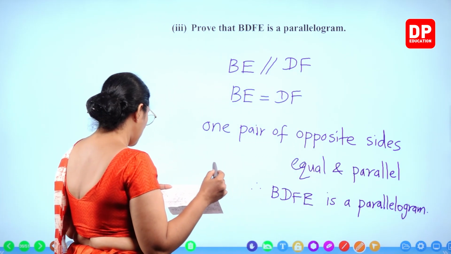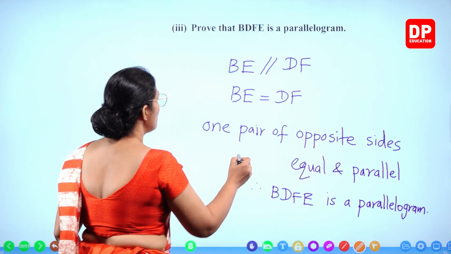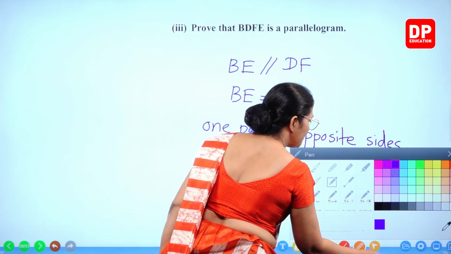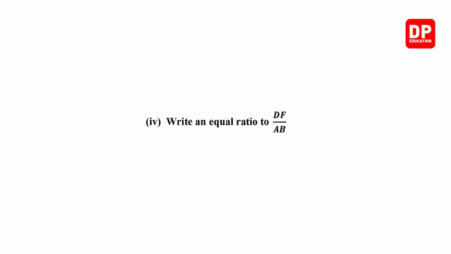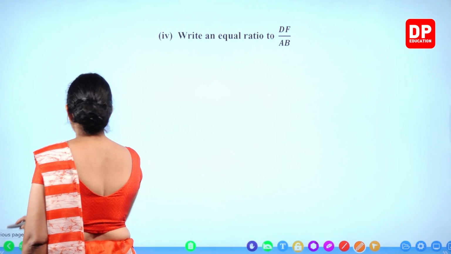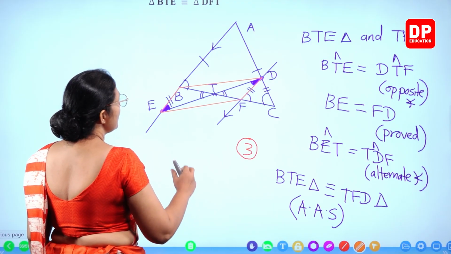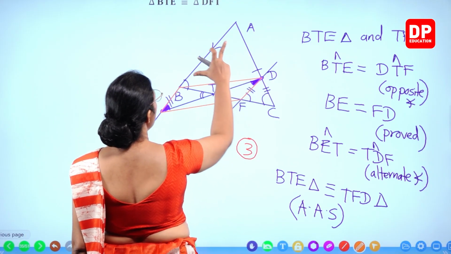So how many marks for that part? You get 2 marks. And the last part of that question, write an equal ratio to DF and AB. So you need to find out the ratio DF to AB.